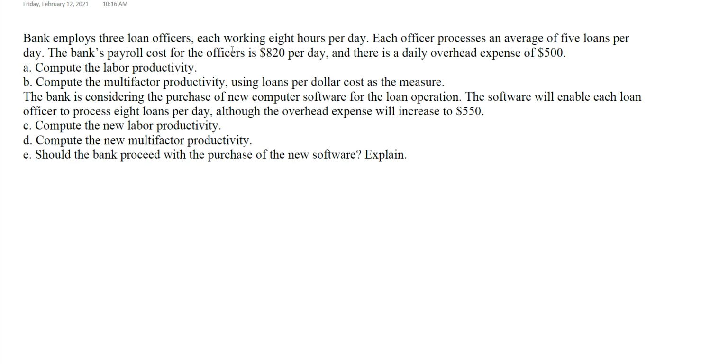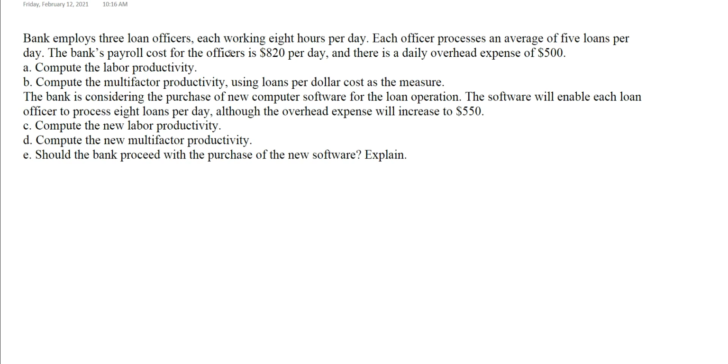officers, each working 8 hours per day. Each officer processes an average of 5 loans per day. The bank payroll cost for officer is $820 per day, and the daily overhead expenses is $500. So first sub question, compute the labor productivity. The second sub question, compute multi-factor productivity using loan per dollar cost as the measure.